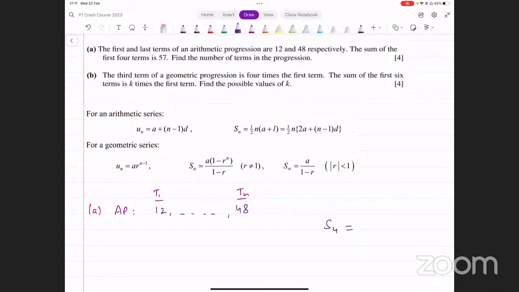What does S4 mean? S4 means sum of the first 4 terms of a sequence. How do you calculate that? This would be equal to 57. So it's given out actually. So it says the sum of the first 4 terms is 57. So we have one piece of information given here as well. It says find the number of terms in the progression. So we need to find the value of n using this.